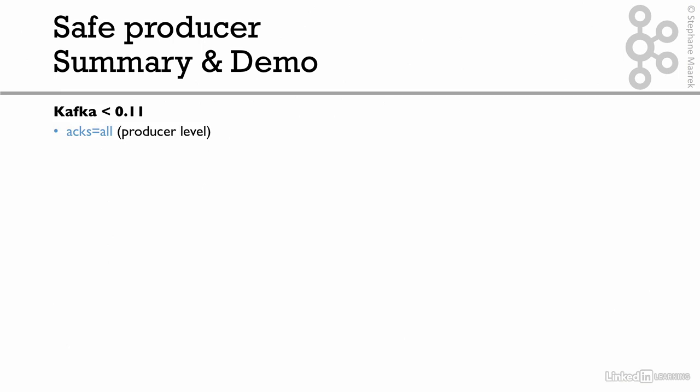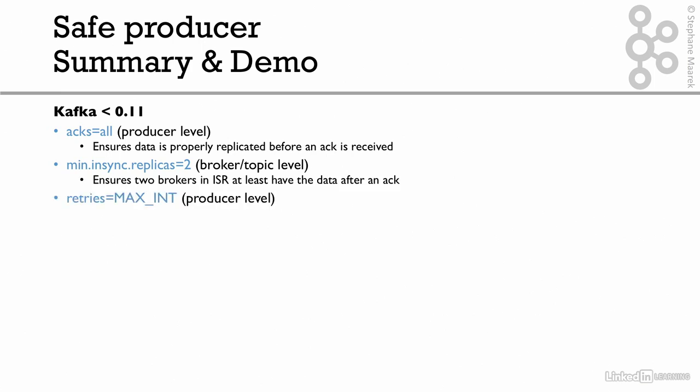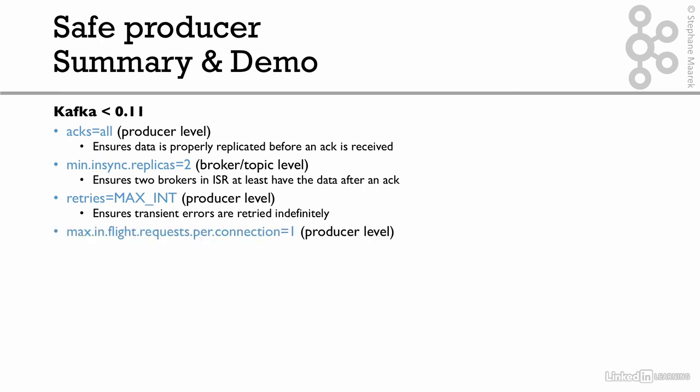You set acks equals all at the producer level, and that ensures that the data is properly replicated before an acknowledgement is received. We'll set min insync replicas equals 2 at the broker or the topic level, and that ensures that at least 2 brokers that are in sync will have the data when we get an ACK back. And we'll set retries equals max integer at the producer level to have a very high retry period. And then we'll also set max in-flight requests per connection equals 1 at the producer level to make sure that we don't lose ordering guarantees.